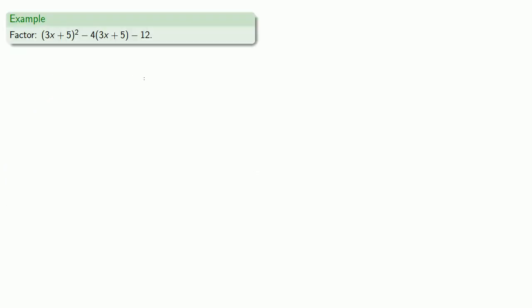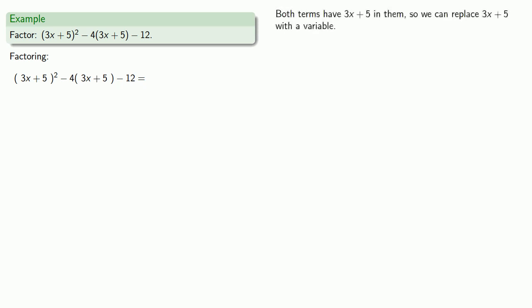So let's say we want to factor this expression. So the thing to recognize here is that we have this 3x plus 5 showing up in a couple of places. And so if we sweep this under the rug, ignore it, then what we end up with looks like a normal quadratic polynomial. And so that suggests since both terms have a 3x plus 5 in them, we can replace 3x plus 5 with some variable. So in a spasm of inspired creativity, we'll use y equals 3x plus 5. Remember, equals means interchangeable. So every time we see a 3x plus 5, we'll replace it with y.